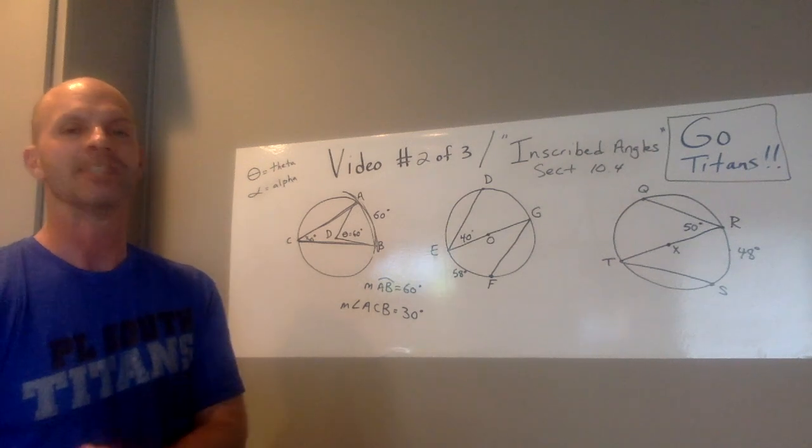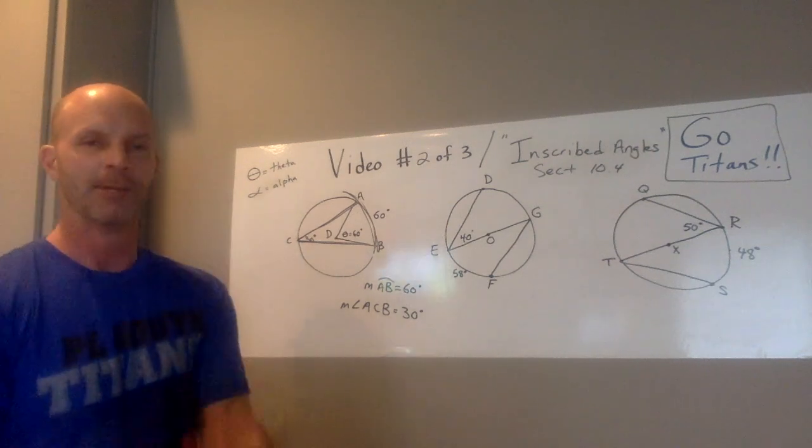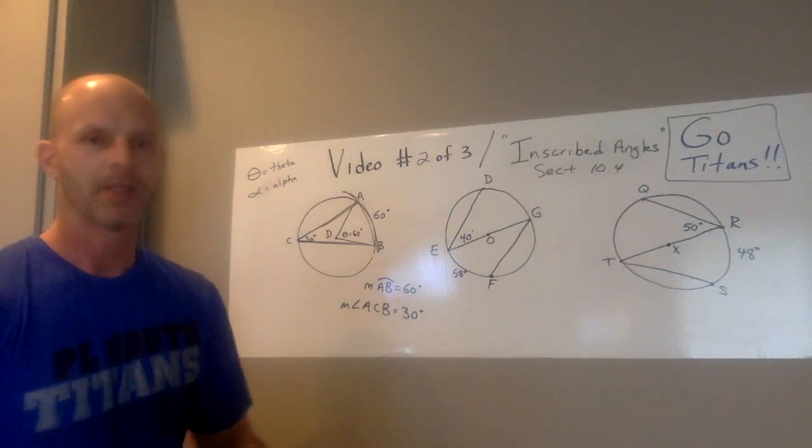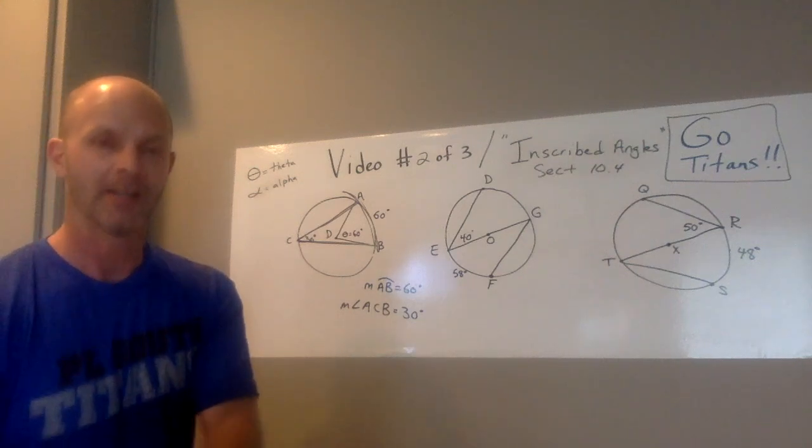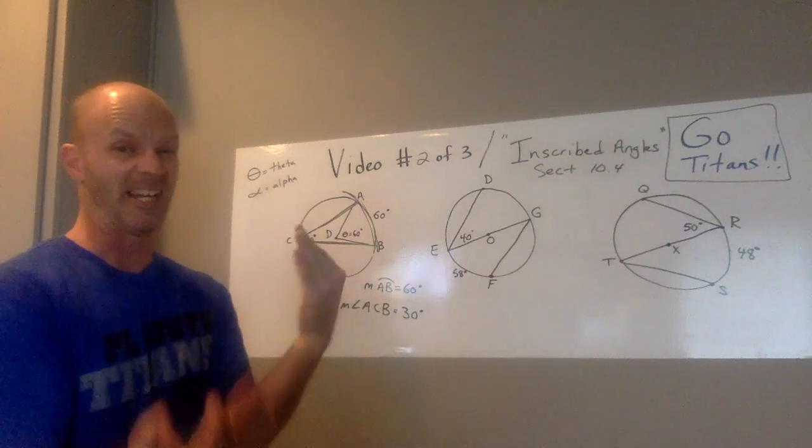So just think of it in real simple terms, even if you don't have a central angle: the arc is twice as big as the inscribed angle that intercepts it.